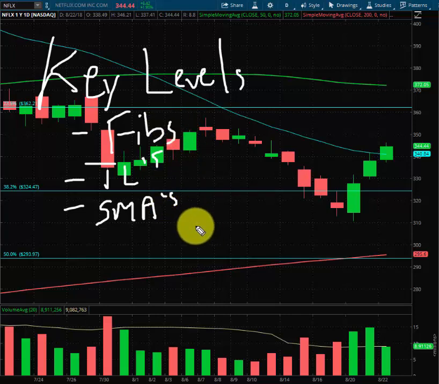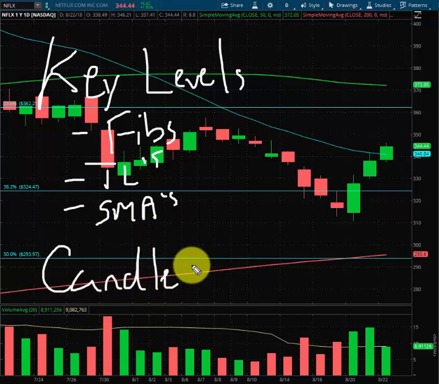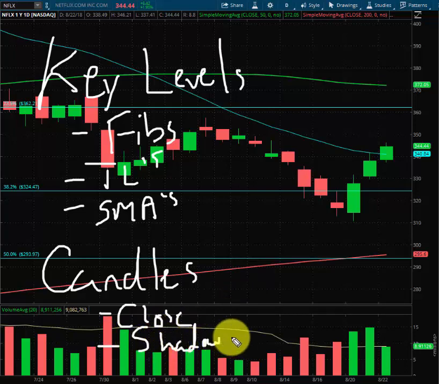So on top of those key levels, you also need an understanding of how to read a candlestick or a bar. Okay, and we looked at the closing price to be above the support or below the resistance. We looked at the lower shadow or wick. The bigger the better. Okay, and then volume.